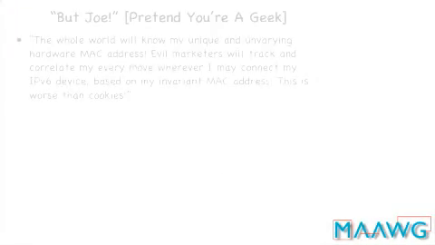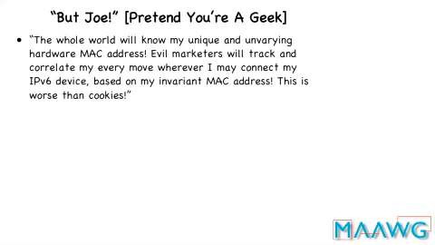Now, in the event there are geeky folks in the audience, I know you're out there, you're among friends, you may say, well, boy, this is not so hot. If my address comes from my hardware Ethernet address, they're going to be able to track me. They're going to know every time I connect via v6 who I am, because my MAC address is never going to change. And that's true.